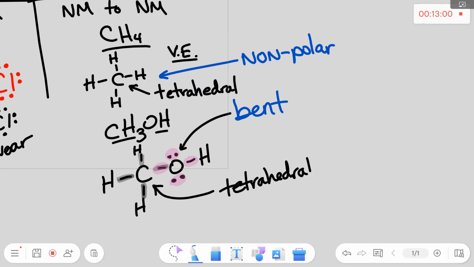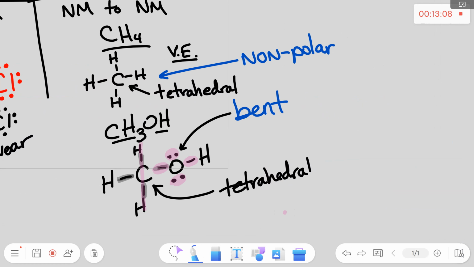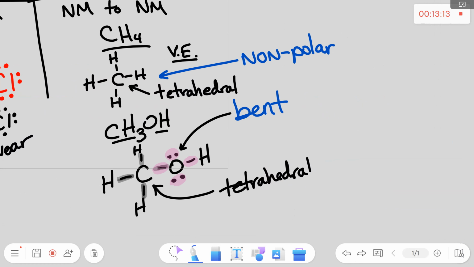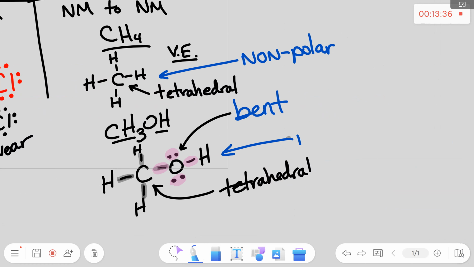What about this molecule down here? Is there symmetry about each atom? If I were to draw an imaginary line through the carbon here, I'll do different colors. Is there symmetry about that blue line? No. What about this oxygen? No. So since there's a way for us to draw that there is no symmetry, we're going to label this one as polar.